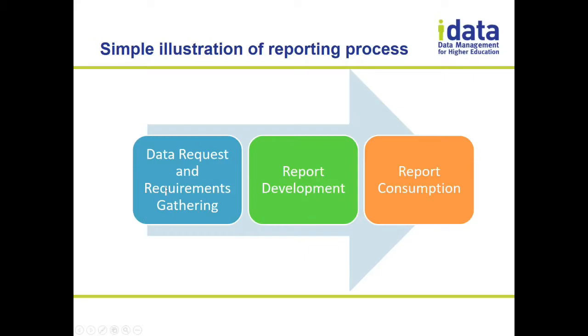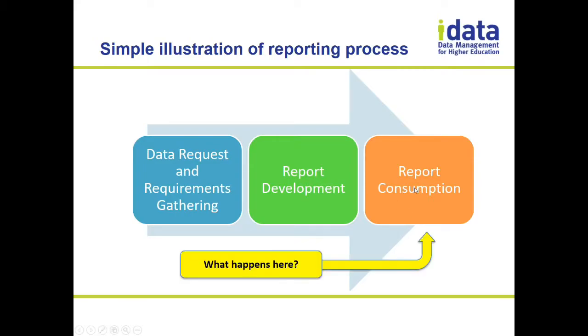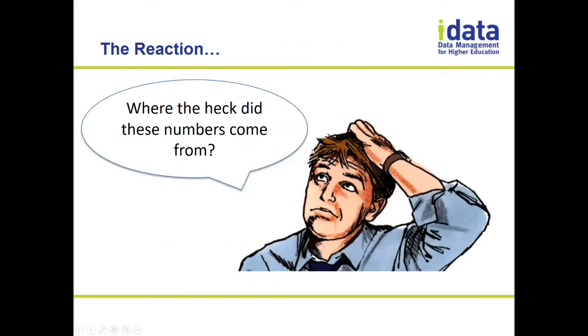Typically, we're spending a lot of energy here, and maybe we're overspending time in development and not really focusing on getting good requirements. That's a whole separate topic. But there's not a lot of time spent on the report consumption side. So we have to think about what happens here, right? You want to focus on this common trust issue that is people who look at it and say, where the heck did these numbers come from?